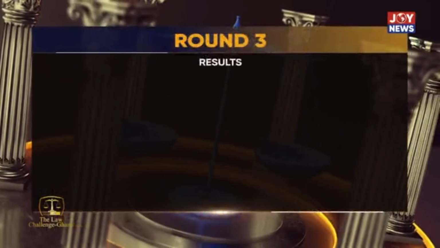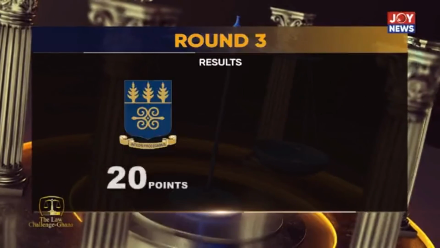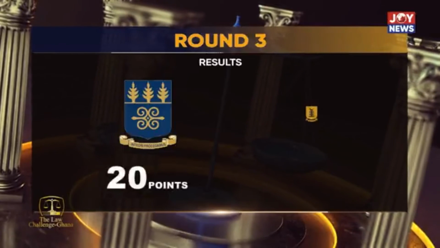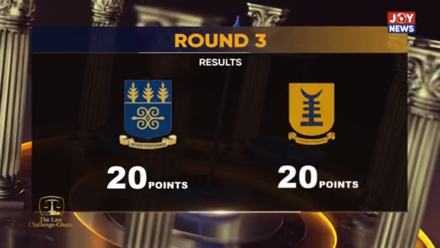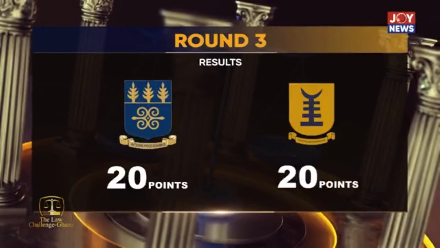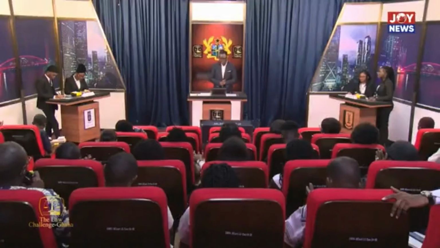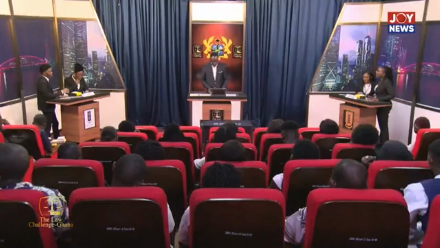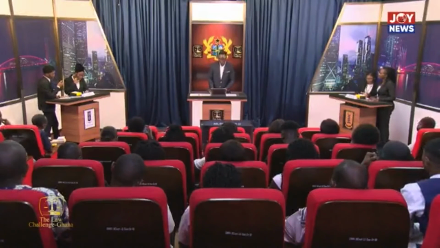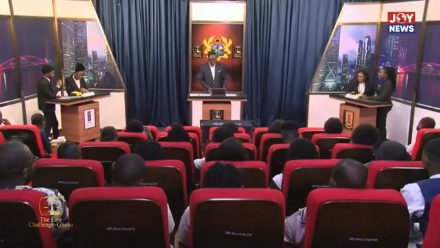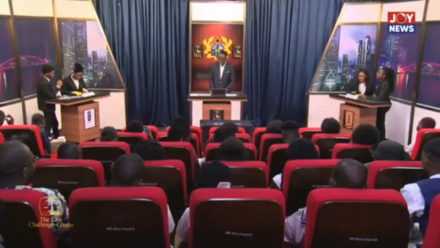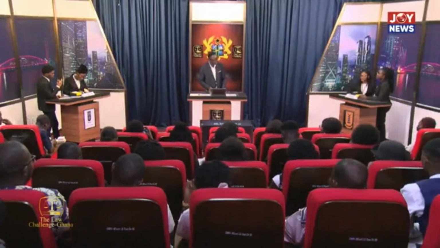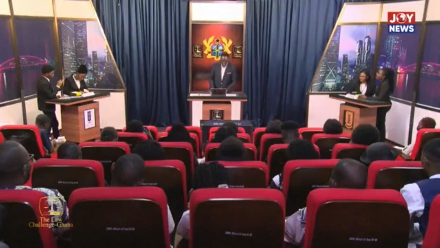At the end of the third round of this contest, the University of Ghana made 20 points. The UPSA also made 20 points. A round of applause for our contestants again. The Law Challenge. Now we come to the fourth round, the final round in this very contest between the University of Ghana and the UPSA.